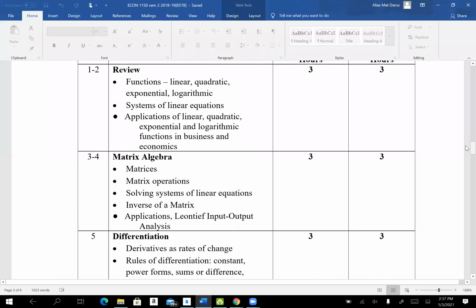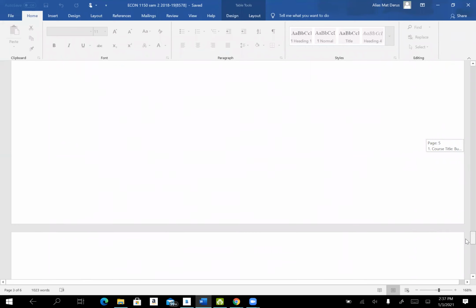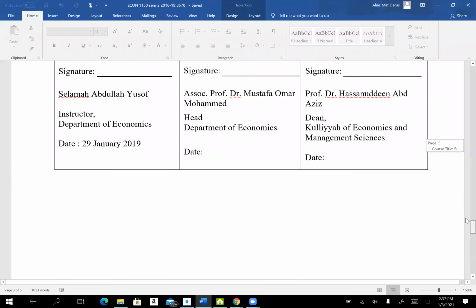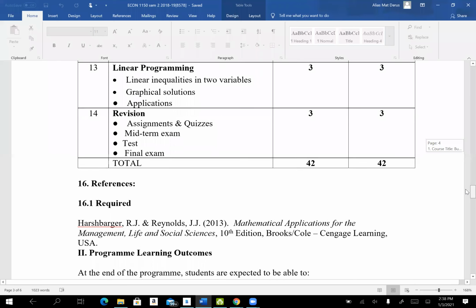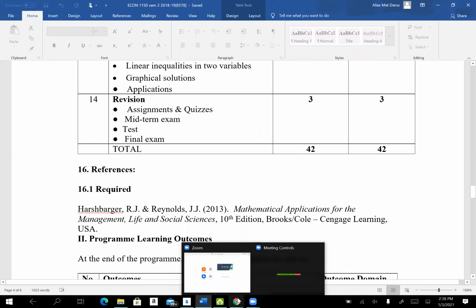Before we do the coverage, I would like to look at the textbook. Where is the textbook? Ah, here it is. The textbook that we are going to use is the book by Hashberger. I've been using this book for quite a number of years. So this is the same book. The book that I have here is the 11th edition.